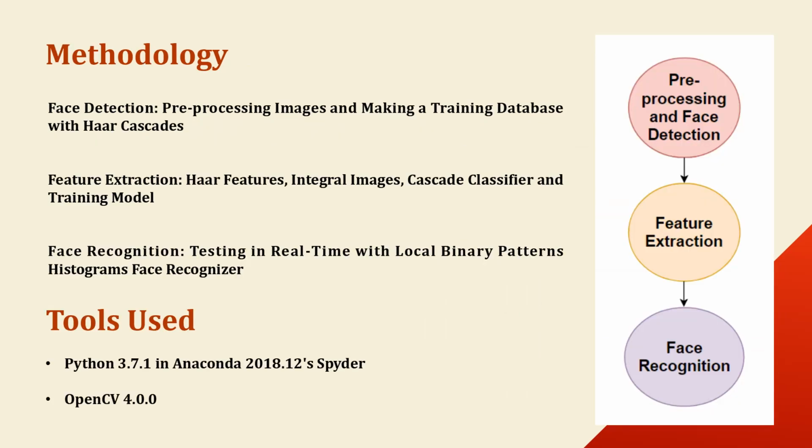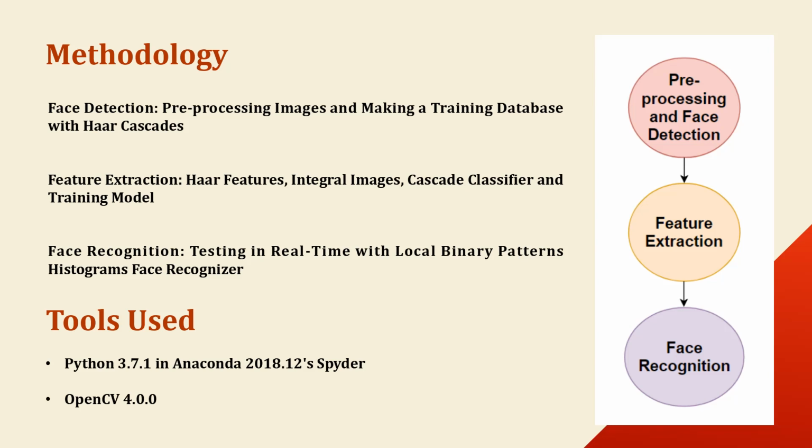So let's talk about the methodology that's being used here. We have three essential modules to the program. Firstly, we have the pre-processing and the face detection, in which we pre-process the images and we make a training database. We have 100 training images for this. Next, we have the feature extraction, in which we have the Haar features of the Cascade classifier, the integral images and the Cascade classifier itself working together to extract the features of an image to try to identify a person. And then it goes on to train the model.